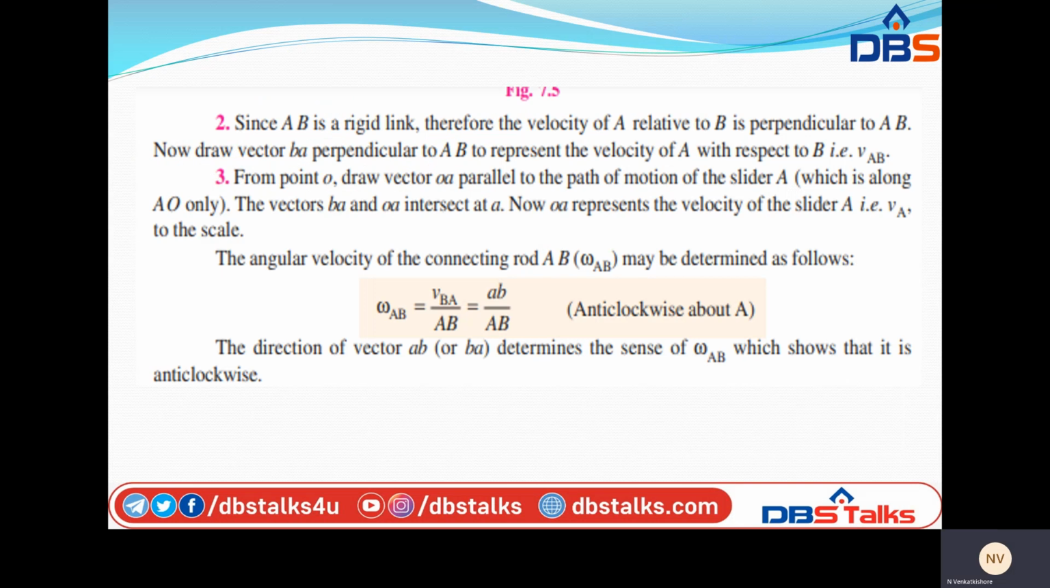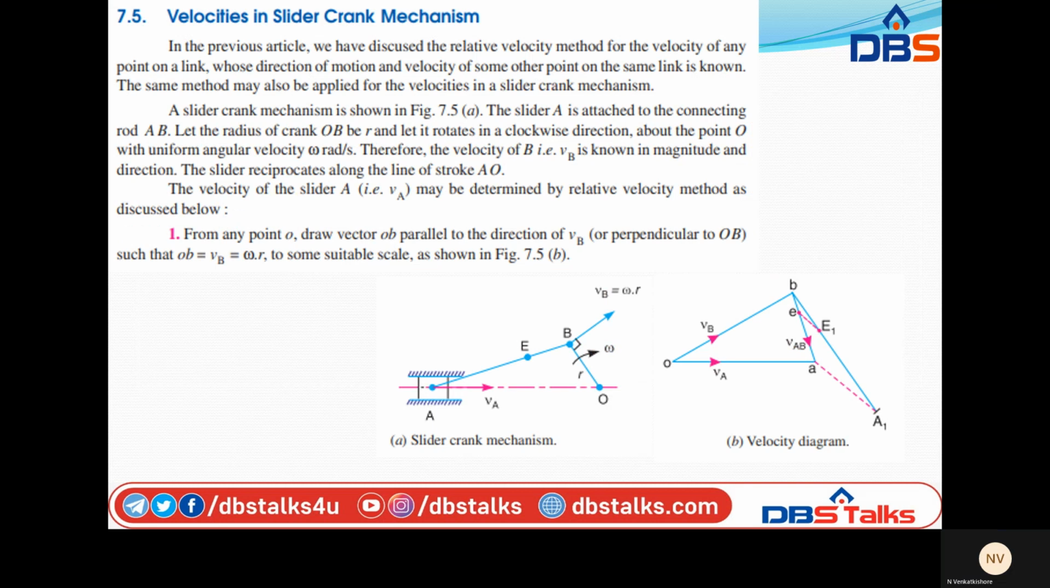Now from point O, draw the vector OA, which is parallel to the path of motion of the slider A, which is along the AO line. The vector BA and OA intersect at A. Now OA will represent the velocity of the slider, that is VA, to some suitable scale.